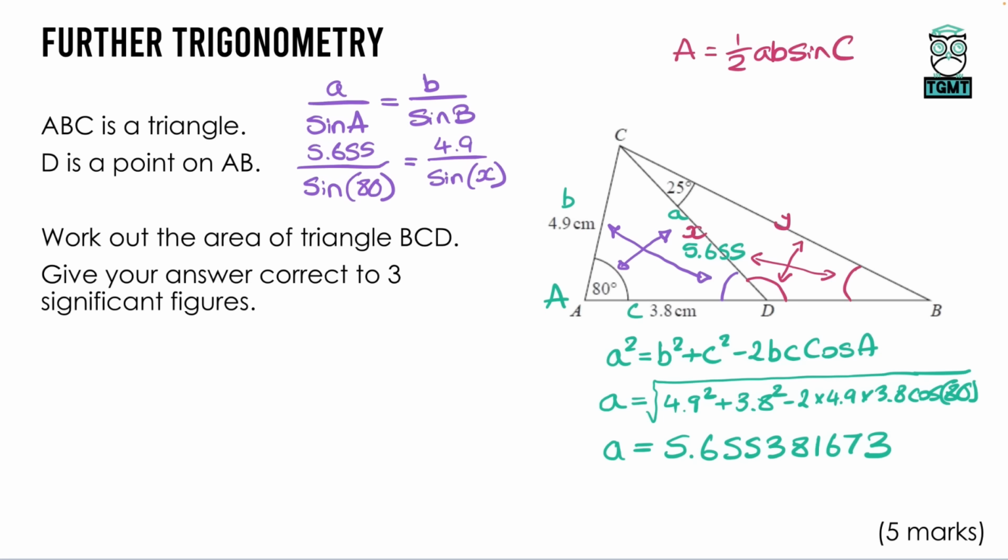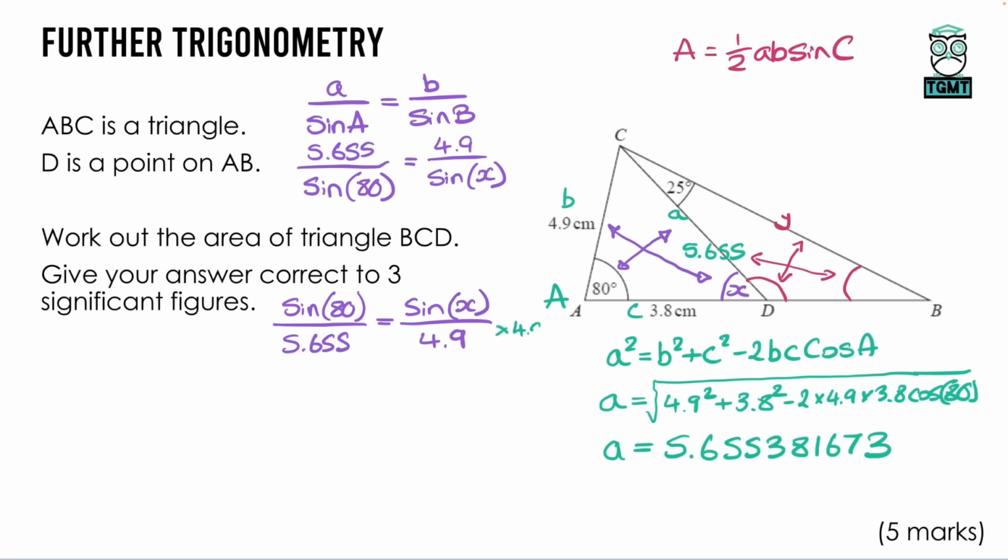So we have sine 80 over 5.655 is equal to sine x over 4.9. There we go, I've labelled that x. I should probably get rid of the x now because I don't want us to get confused with the side length. Now we're trying to find this angle, so we'll call that x. Now we can rearrange this. To get sine x on its own, we need to multiply both sides by 4.9.